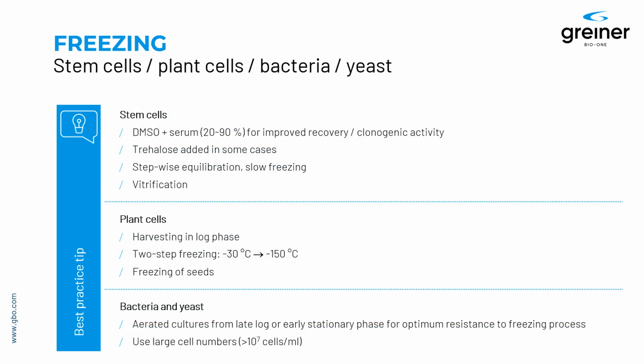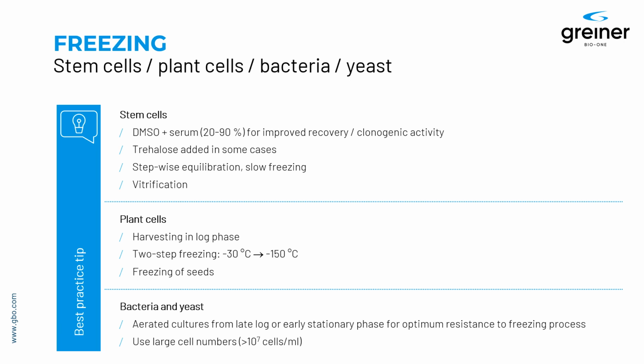Some more recommendations on this slide. To start with stem cells. When you freeze stem cells, you should use DMSO plus 20 to 90% serum. This improves cell recovery and clonogenic activity. You may also consider to add trehalose and use a stepwise equilibration and a slow freezing rate. Also vitrification, a different approach we haven't really talked about so far, is a good choice sometimes for stem cells.